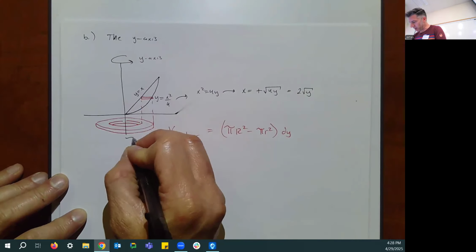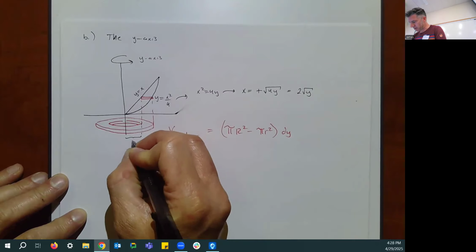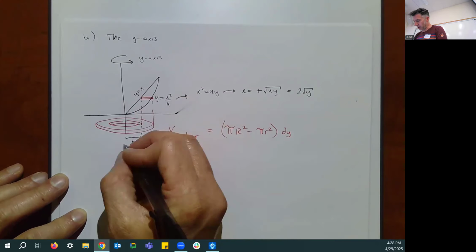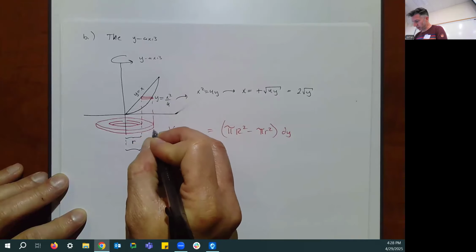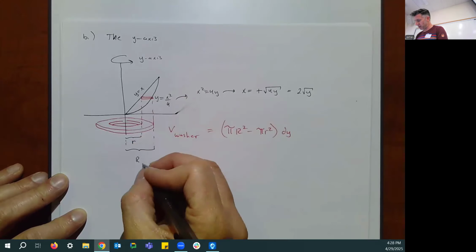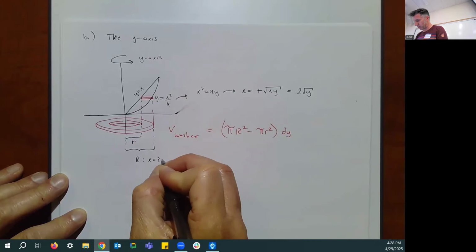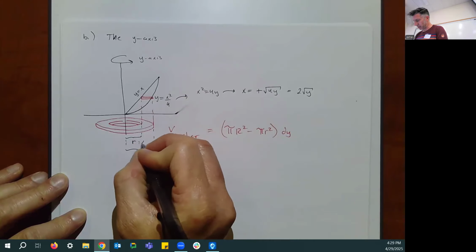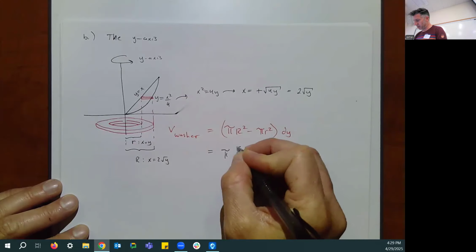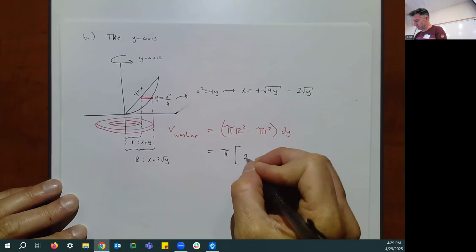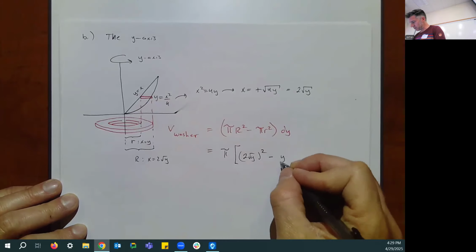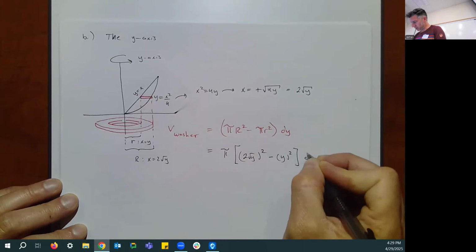So here's my little radius, which is the closer function, so x equals y, and my bigger radius, which is going to be x equal to 2 root y. So the bigger radius is x equal to 2 root y. The smaller radius is x equal to y. So the volume of our washer is going to be pi times our big radius squared minus our little radius squared dy.